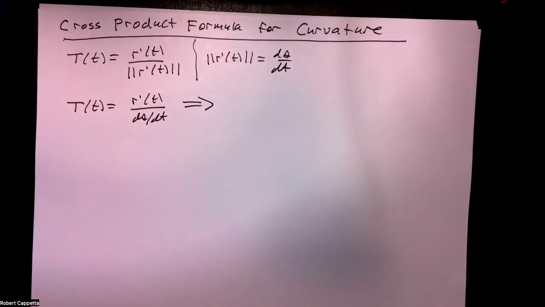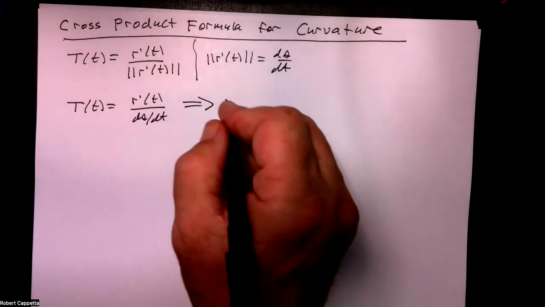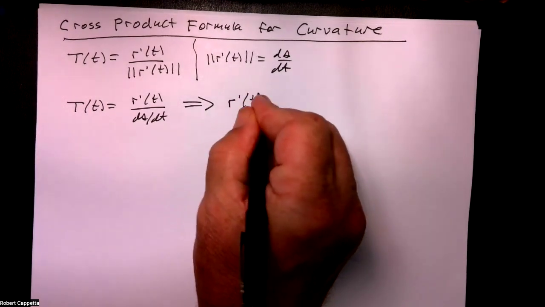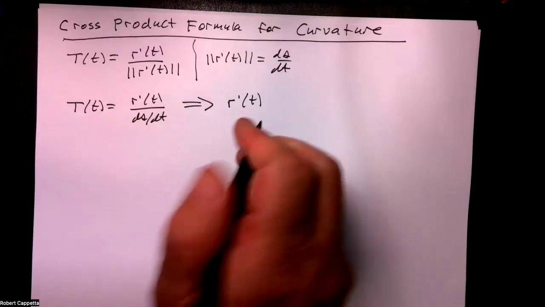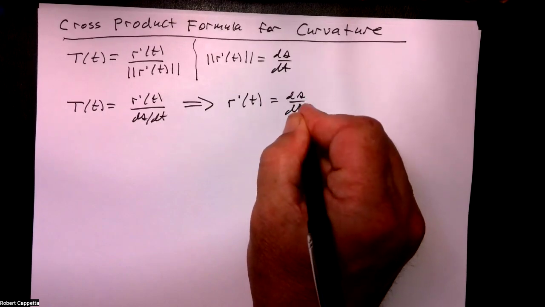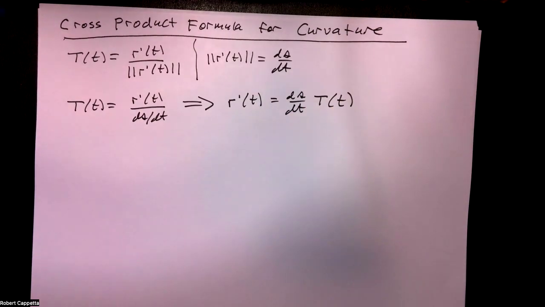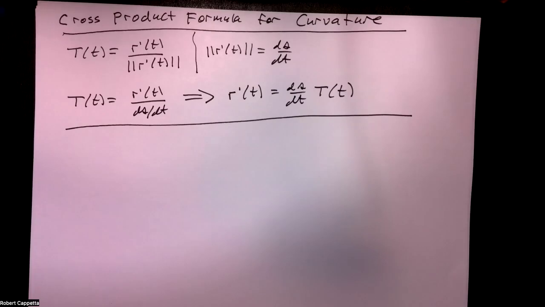which then sends us where? Well, if I multiply both sides by ds/dt, that would give me T of t times ds/dt equals r prime of t. But I want to think about it as r prime of t, so I'm going to write r prime first. So r prime of t is going to equal ds/dt times T of t. So we have one way for us to look at the velocity function. The next phase of our argument is going to be looking at the acceleration.